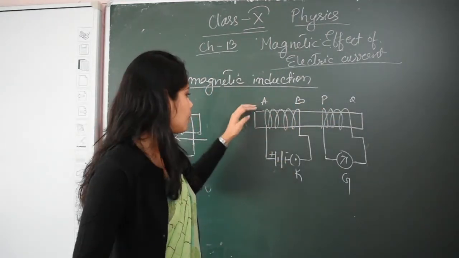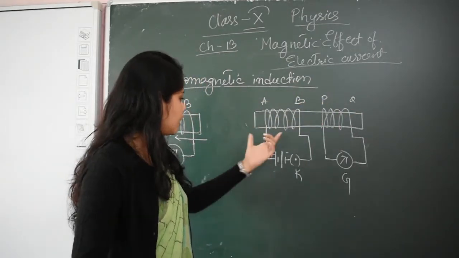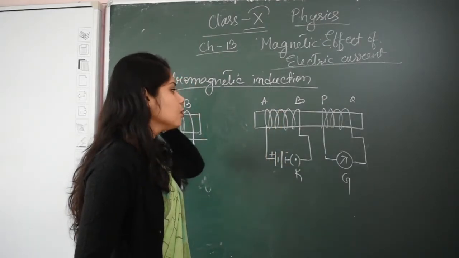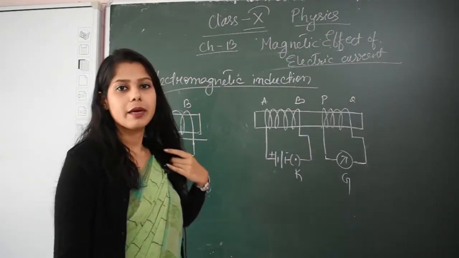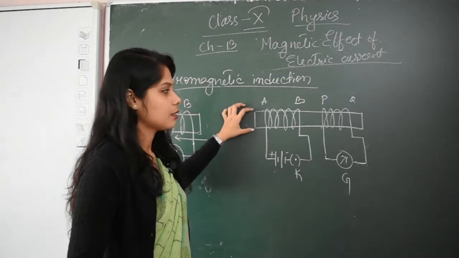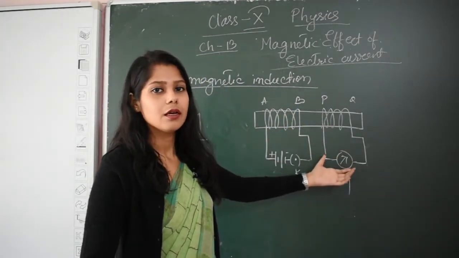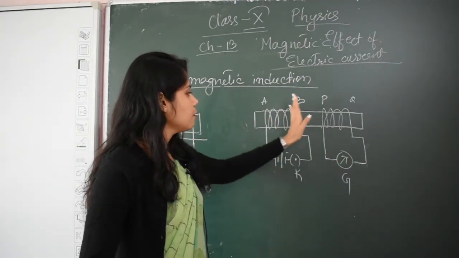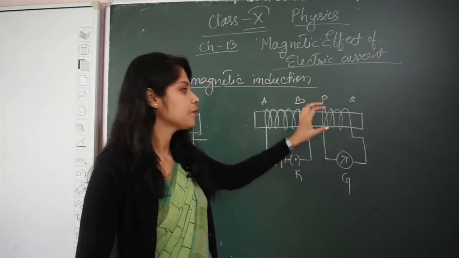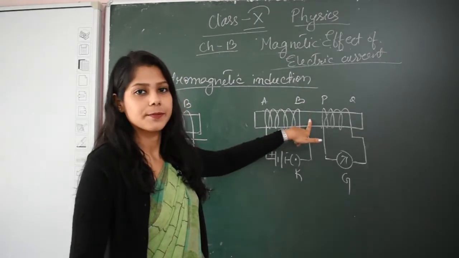AB is a coil, and inside it there is a current carrying conductor, and the ends of the coil AB are connected to a source battery and a key. This coil will gain an electric field. It will be charging this conductor, and the magnetic field will be induced in this coil, where we are not putting any source battery or key. It will be induced from the coil AB to PQ with the help of this conductor.